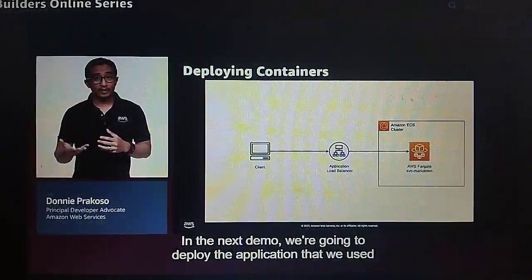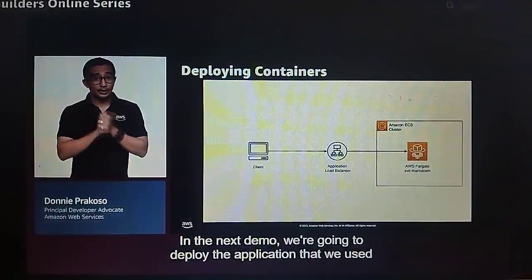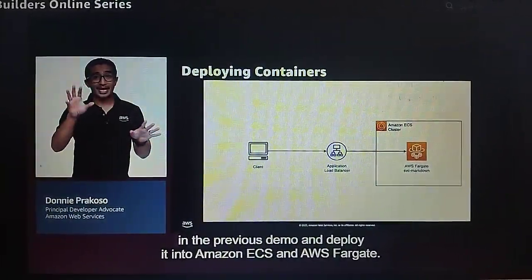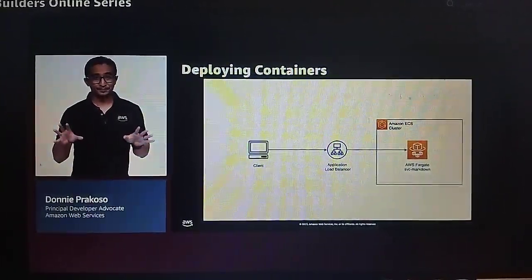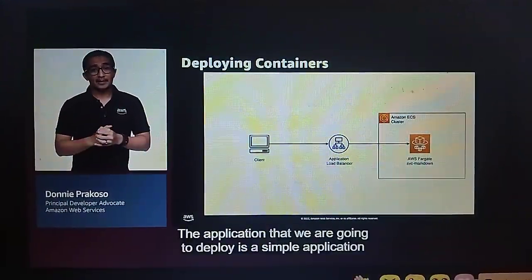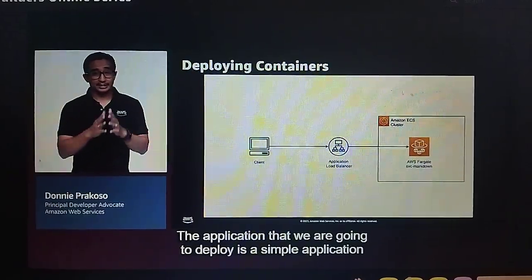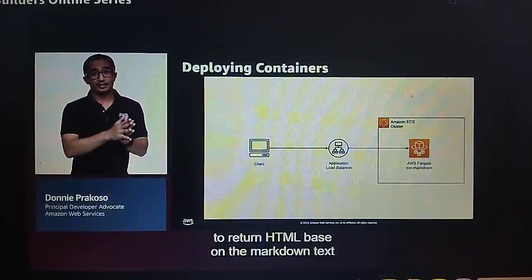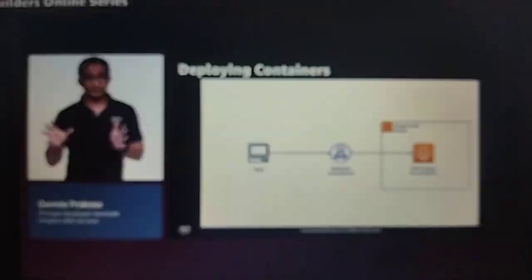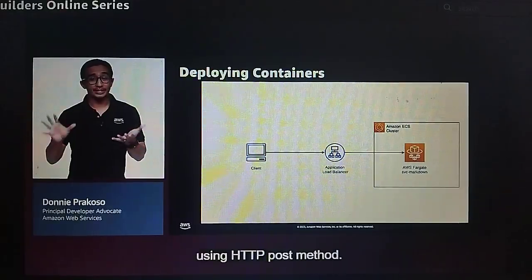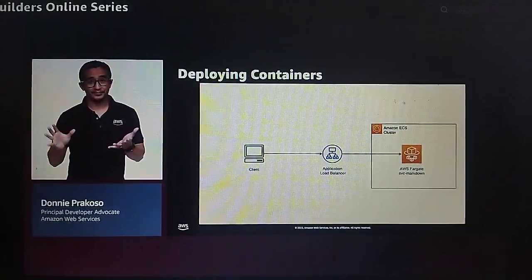In the next demo, we're going to deploy the application that we used in the previous demo into Amazon ECS and AWS Fargate. Just a quick overview of what kind of app we're going to deploy today. The application that we are going to deploy is a simple application to return HTML based on the markdown text that we pass as input. So the application will convert the markdown text into HTML using the HTTP POST method.